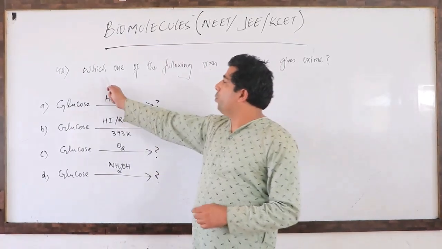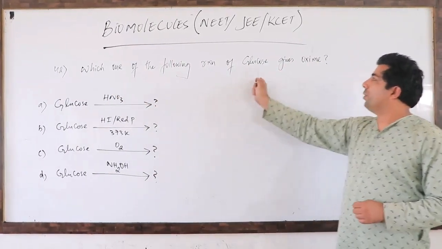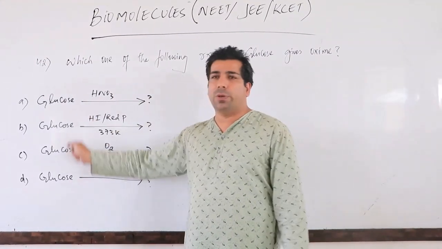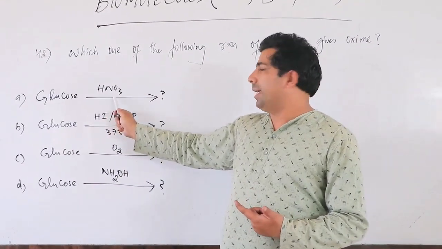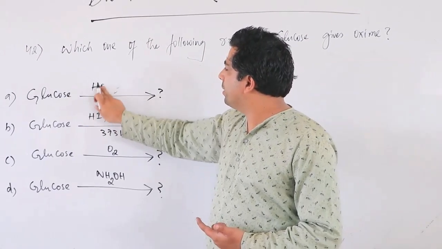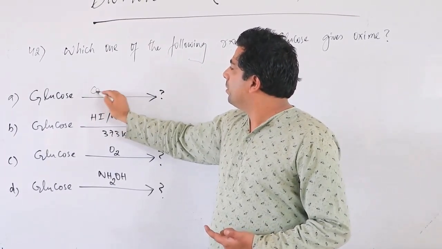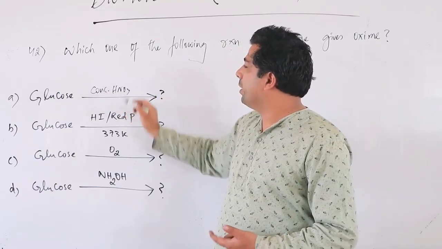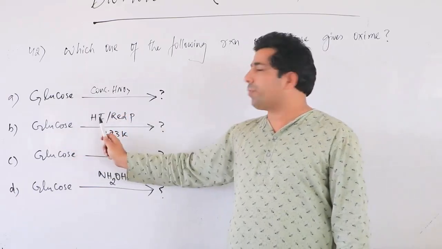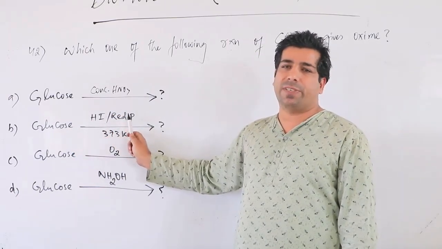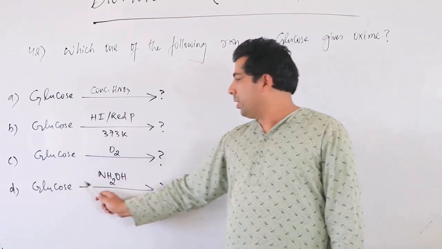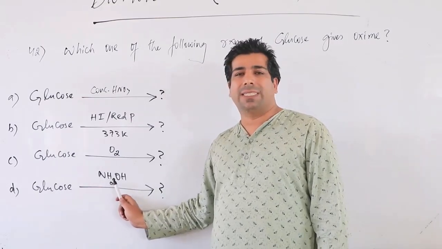Dear friends, which one of the following reactions of glucose gives oxime? So these are all reactions of glucose with the given reagents like HNO3 nitric acid. Let's take it as concentrated nitric acid here. Concentrated HNO3. When glucose interacts with concentrated HNO3, glucose can interact with hydrogen iodide in presence of red phosphorus at 373 Kelvin temperature. Glucose interacts with oxygen. The glucose interacting with hydroxyl amine.